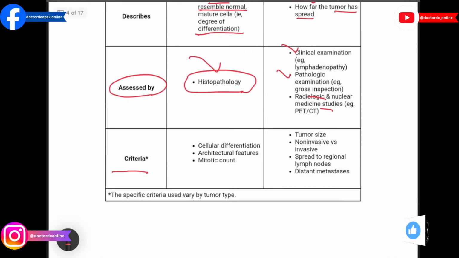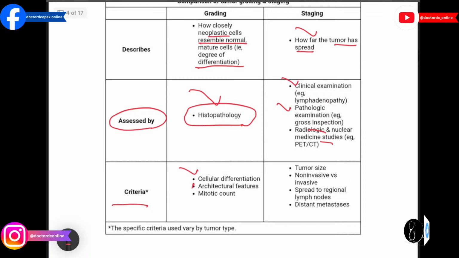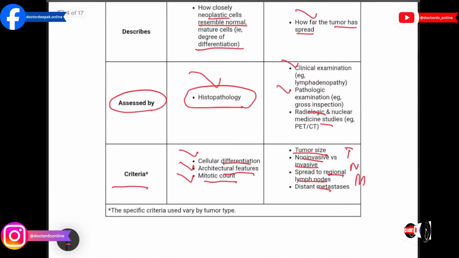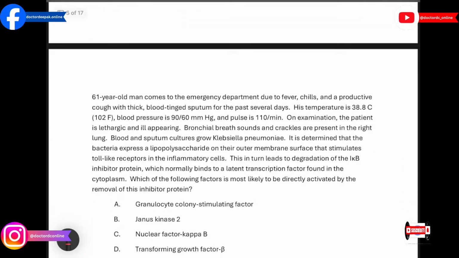And what is the criteria? The criteria for grading is the degree of differentiation, architectural features and mitotic count: how the epithelium is growing and how it is assembling, that's differentiation. And staging is tumor size, non-invasive or invasive, regional lymph nodes and distant metastasis. Okay? And this is the basic difference between grading and staging.